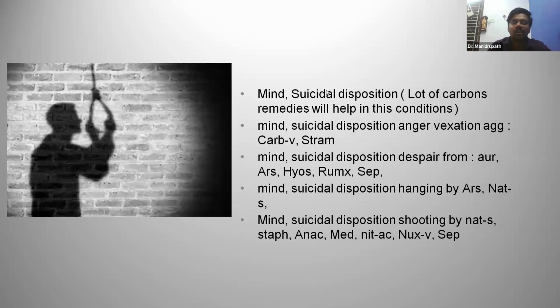Beautiful repertory. Carbo veg and Stramonium. Here you see suicidal disposition with despair of pains. The pathology of pain, a broad pathological symptom and a broad mental symptom. Aurum, Arsenic, Hyoscyamus, Rumex. We always think of Rumex in cough cases, but it is also one of the remedies in suicidal dispositions with despair of recovery. Suicidal disposition, hanging: Arsenic and Natrum sulph. Suicidal disposition, shooting: Natrum sulph, Staphysagria, Anacardium, Medorrhinum, Nitric acid, Nux vomica, and Sepia.